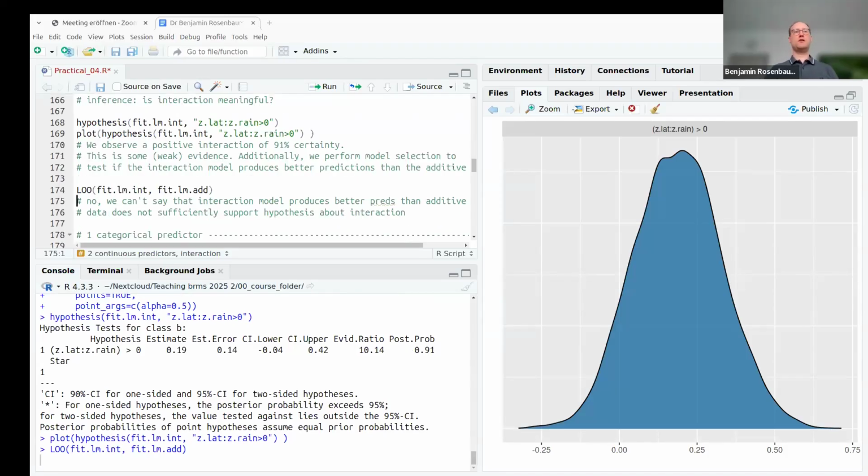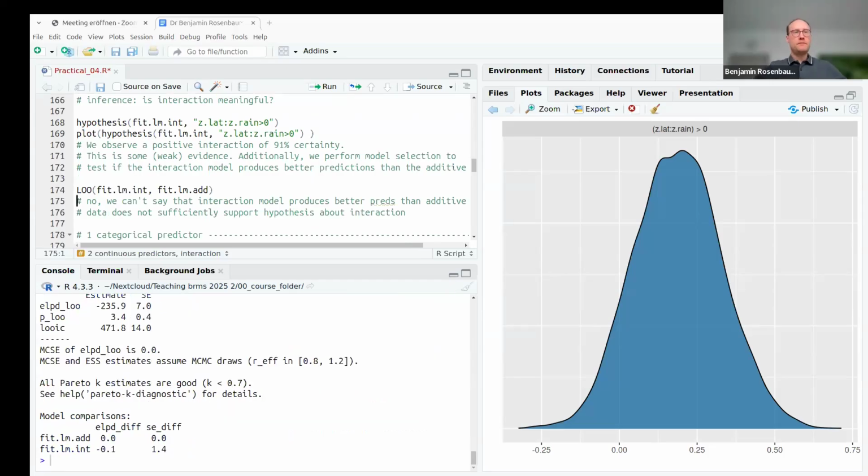Additionally, you can also do model comparison. And here the model comparison against a model without interaction tells you that the difference is very small compared to the uncertainty. So I wouldn't go for the interaction model. There's not enough support for the interaction model in the data.